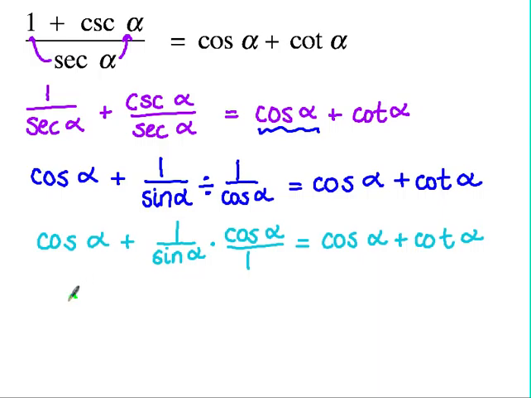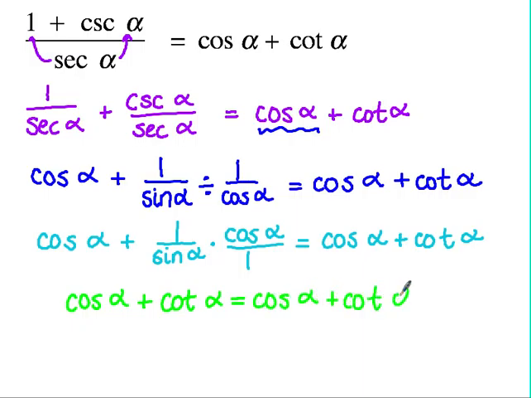And now, what do you know that cosine over sine is? Cotangent. So there we go, we've proved what we've needed to prove. Now, if we would have changed everything to sine and cosine from the very beginning, we still could have gotten to this step. It might have just taken us about 2 steps longer.